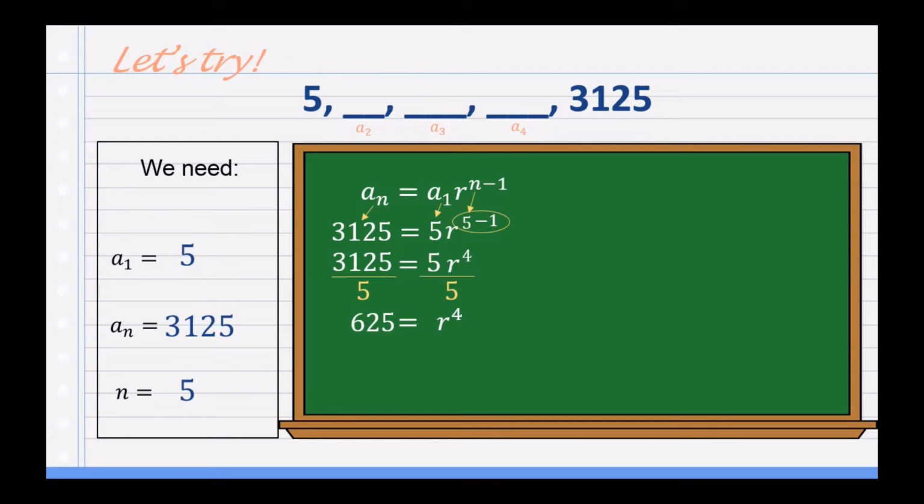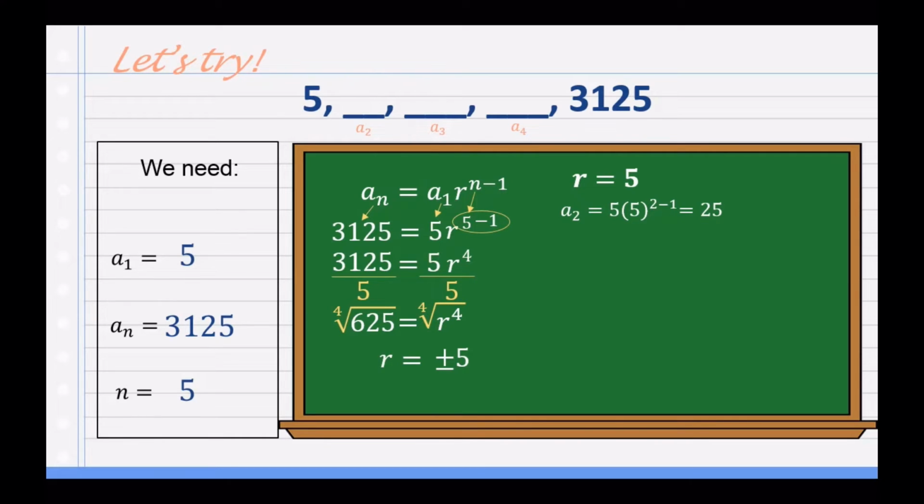To get the value of r, we have to extract the fourth root of both sides. So we now have r is equal to positive and negative 5. So we have two solutions for this sequence. We have positive 5 and negative 5. So if r is equal to positive 5, our a sub 2 or second term will be 25. So we have here 5 times the common ratio 5 raised to 2 minus 1 will be 25.